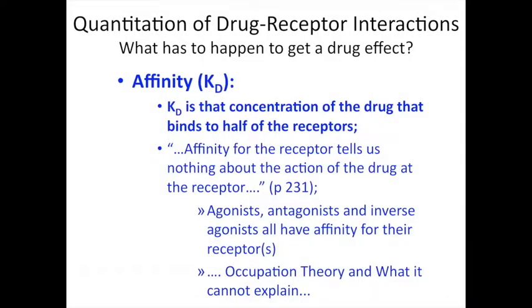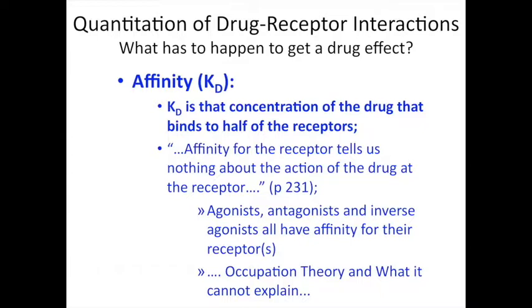Again, KD is the concentration that binds to half the receptors. The affinity for the receptor tells us nothing, though, about the action of the drug at that receptor. The point of affinity is simply to quantitate how effectively this drug binds to this receptor. But it doesn't tell us whether it's an agonist or an antagonist or an inverse agonist. It just says it binds. Agonists, antagonists, inverse agonists all have affinity. They'll all bind to the receptor.